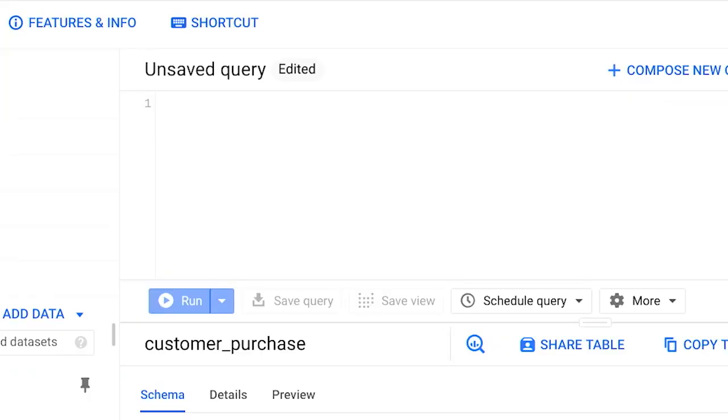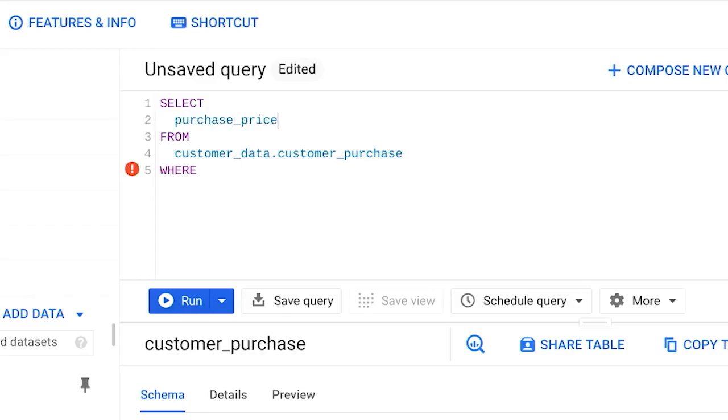To write the SQL query, we start with the basic SQL structure. Select from where. We know the data is stored in the customer_purchase table in the customer_data dataset. So we write customer_data dot customer_purchase after from. Next, we tell SQL what data to give us in the select clause. We want to see the purchase_price data, so we type purchase_price after select. Next is the where clause. We are not filtering out any data since we want all purchase prices shown, so we can take out the where clause.